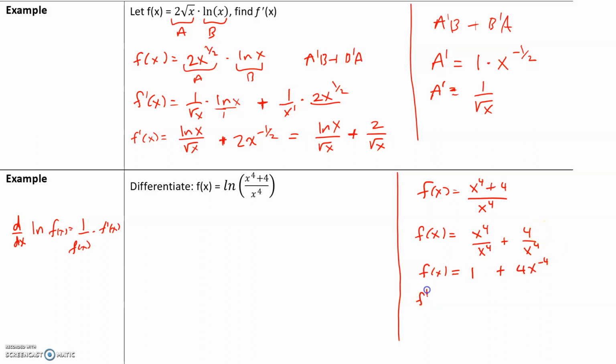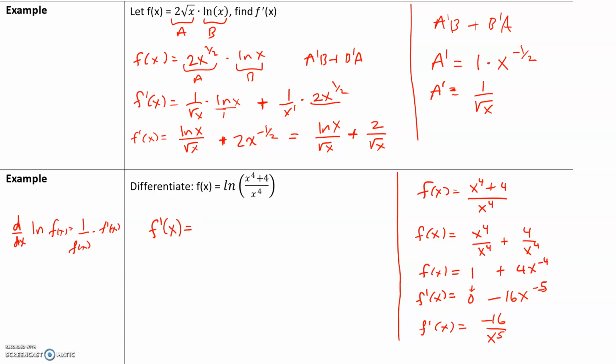Now, f prime of x, the derivative of 1 is going to be 0. Negative 4 times 4 is negative 16. X, I subtract 1 from the exponent, so that's negative 16x to the negative fifth. And if I rewrite this, then we have negative 16 over x to the fifth, since we can only use positive exponents. So that's f prime of x. Now let's differentiate f of x.